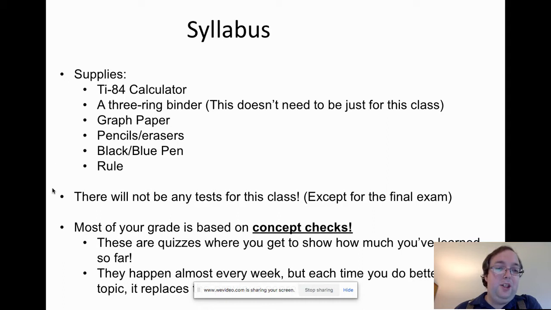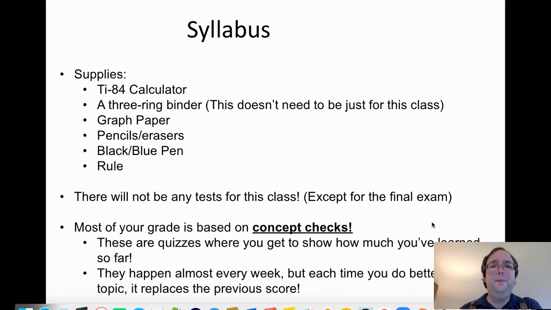The next thing I do want to mention that was important for the syllabus is that there aren't any tests in this class. So it's entirely quizzes that we call concept checks, except for a final exam. And what the concept checks are is they're like standards-based assessments, so I'll go into details of those right now, actually, of how they're graded.